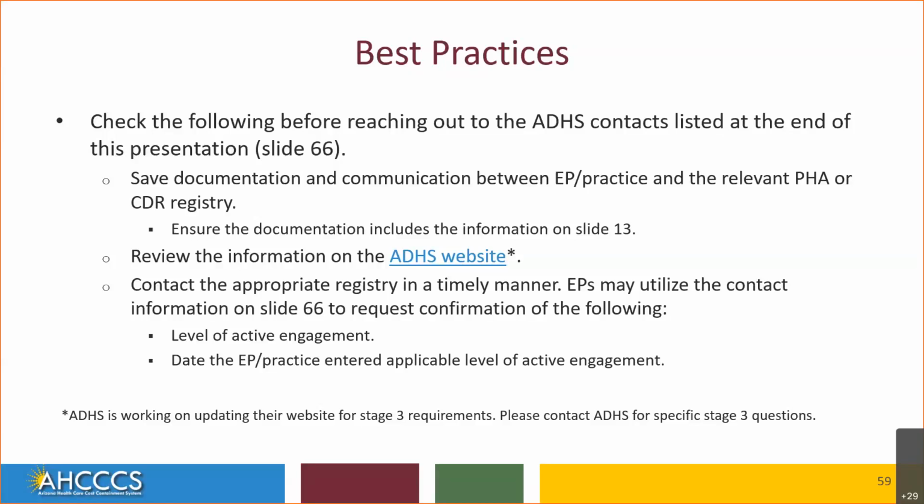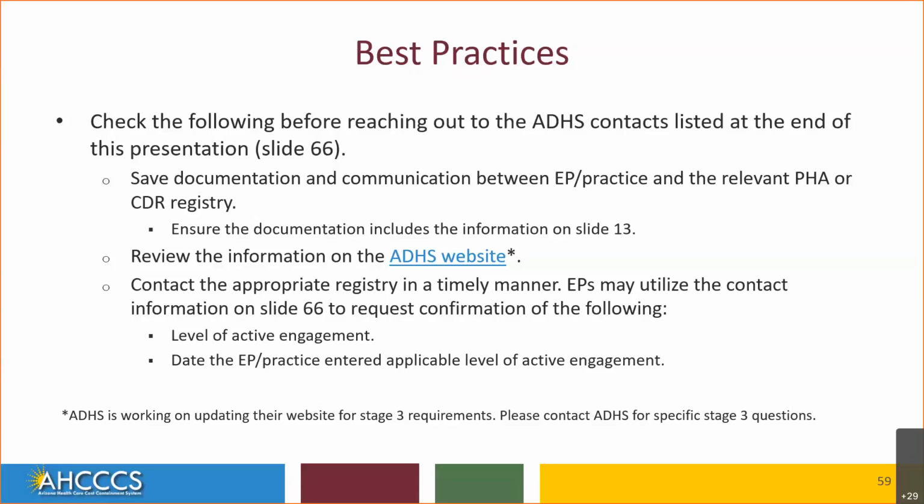The EP should contact the appropriate registry in a timely manner. EPs may utilize the contact information on slide 66 to request confirmation of the following: the level of active engagement that the EP is in, and the date the EP or practice entered the applicable level of active engagement. So if you are wondering when the EP first registered, you can reach out to ADHS and say, hey, when did this provider register for submitting data to the Immunization Registry?